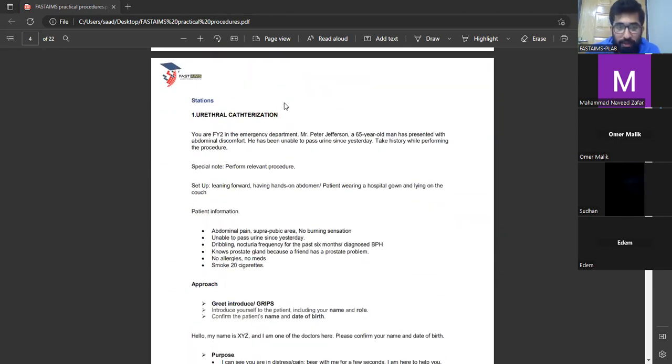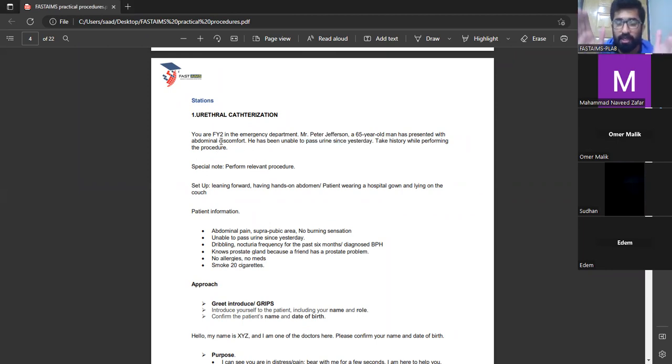So the first scenario is urethral catheterization. You are FY2 in emergency department, and Mr. Peter Jefferson, 65-year-old man, has presented with abdominal discomfort. He has been unable to pass urine since yesterday. This is important. And take history while performing the procedure.